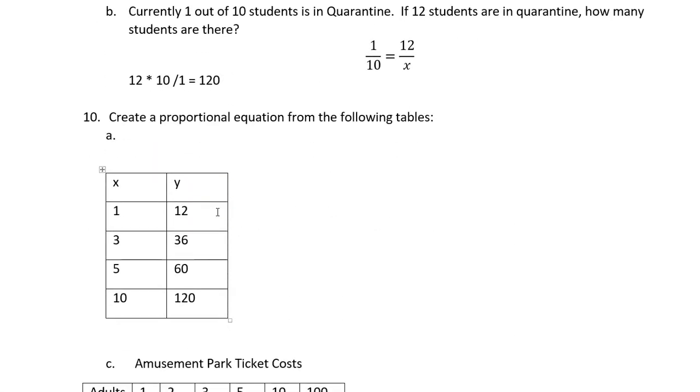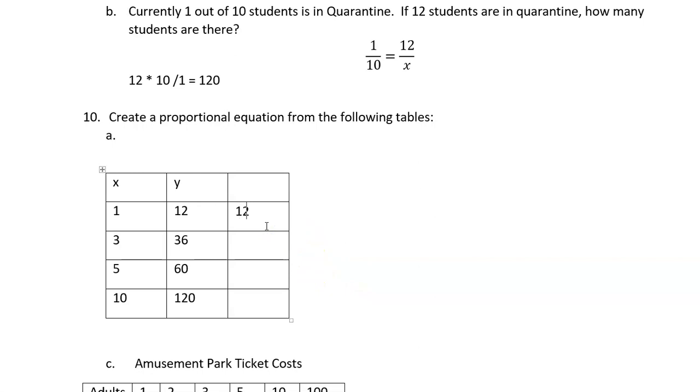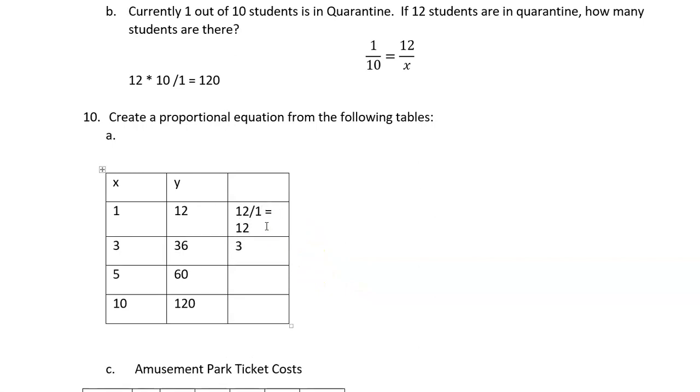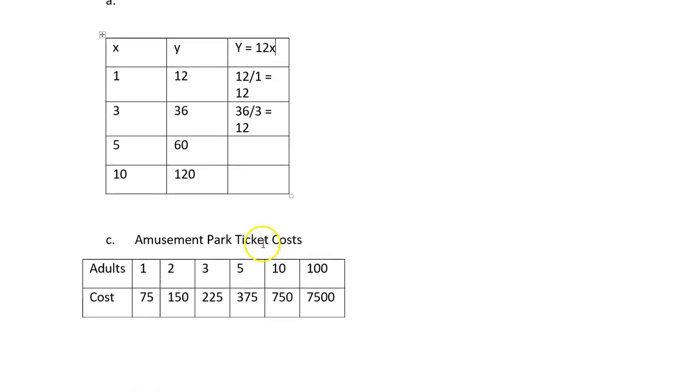Create a proportional equation from the following table. Again, you're going to do the y divided by x. 12 divided by 1 is 12. 36 divided by 3 is 12. What is my constant proportionality? 12. So my equation, y equals 12x.